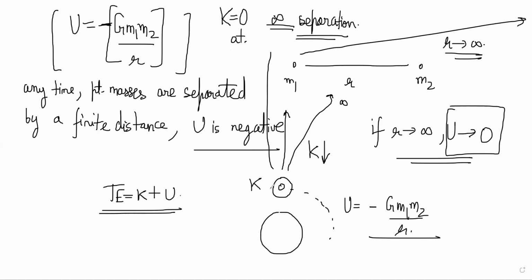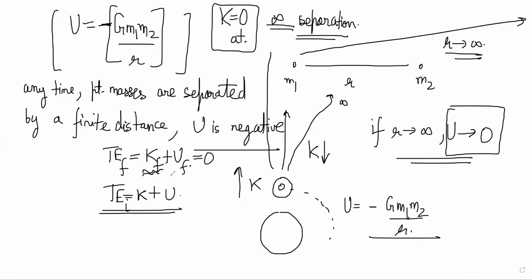So you want to give it enough of a kick, or enough extra kinetic energy here, so that it reaches infinite separation with K equal to zero at infinity. So total energy final is K final plus U final, and in order to reach infinite separation, kinetic energy final is zero and potential energy final is also zero. So all I need to do is provide it enough extra energy so that its total energy can become zero.